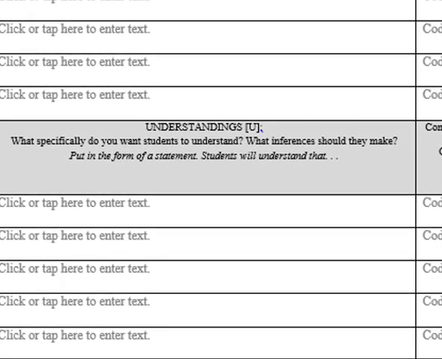The understandings are specific insights, inferences, or conclusions about the big idea of your unit you want your students to have at the end of the unit.